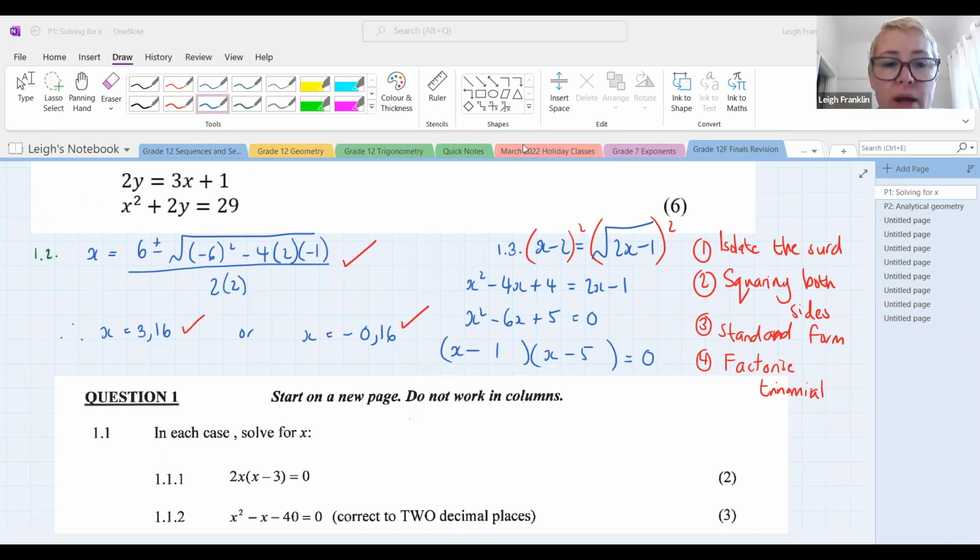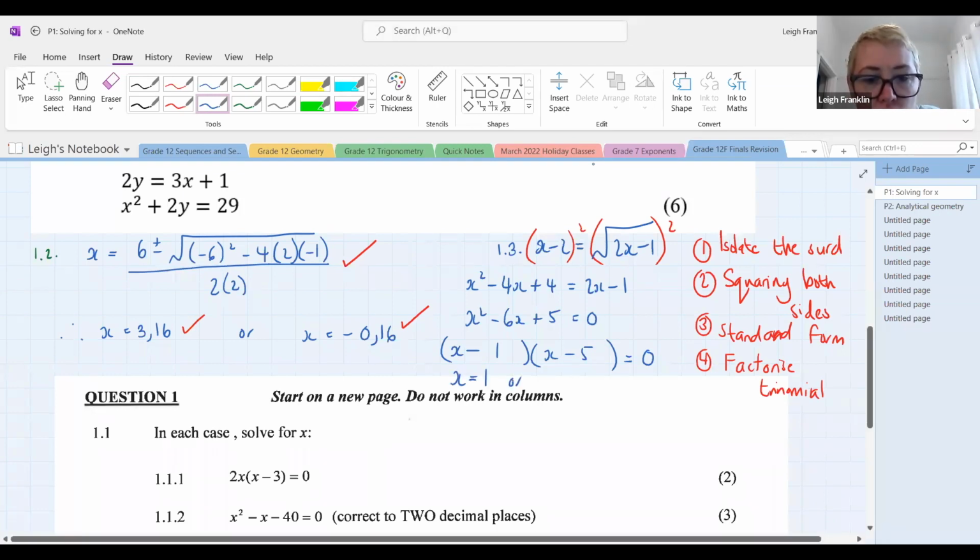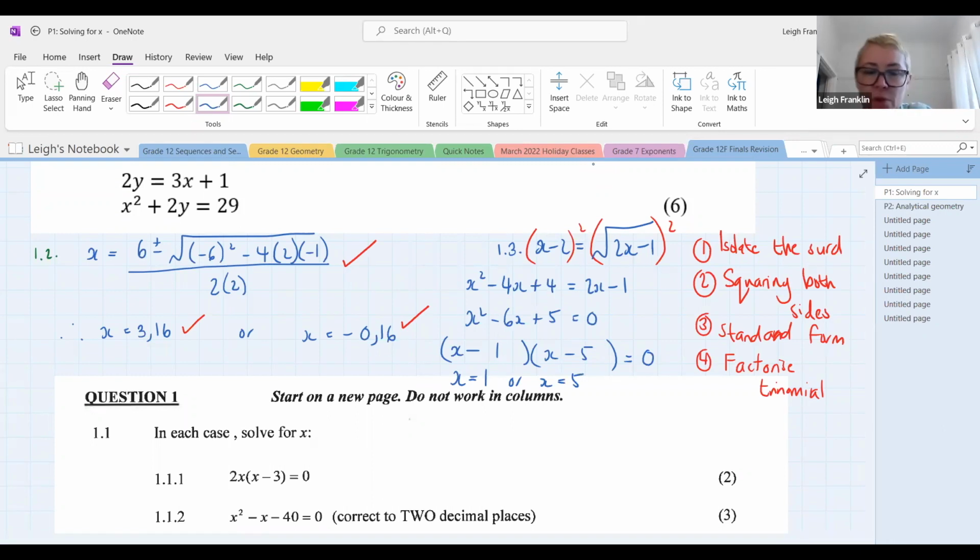So remember, whenever you are solving for x, you've always got to make sure that your factors equal 0. So quite right, Diana, either x is equal to 1 or x is equal to 5. So the 5th step here is going to be solving for x. And are we all happy now? We're just going to move on to the next question.